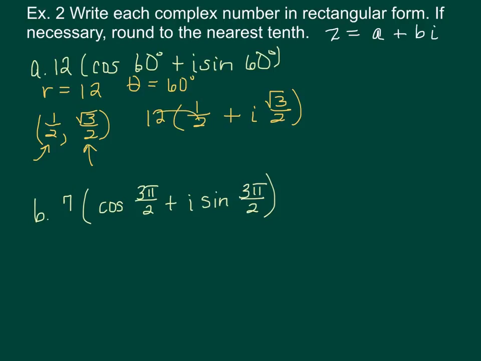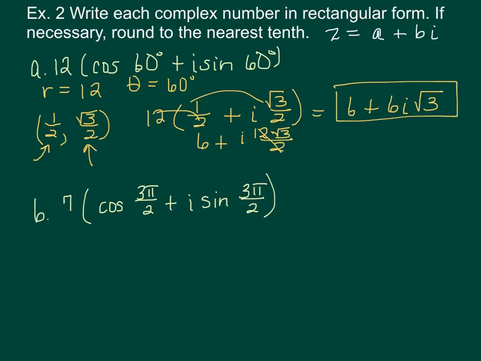And then I'm just going to distribute. I'll get 6 plus I times 12 times radical 3 over 2. Well, this divides evenly to 6. So my final answer would be 6 plus 6I radical 3.